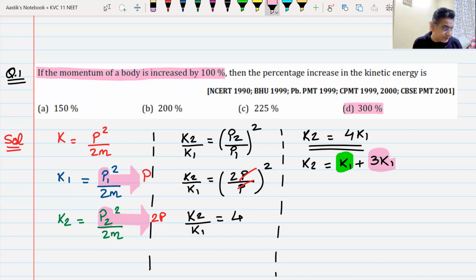Do we understand this, everyone? Okay, please note it down. The final kinetic energy is 4 times of K1. So I can write it as K1 plus 3 times of K1. That means it has increased by 3 times. If it has increased by 3 times, the percentage increase becomes 300%. If it increases 1 times, the percentage increase is 100%. If it increases 2 times, the percentage increase is 200%. If it increases 3 times, percentage increase is 300%. Do we understand this, everyone in the class?